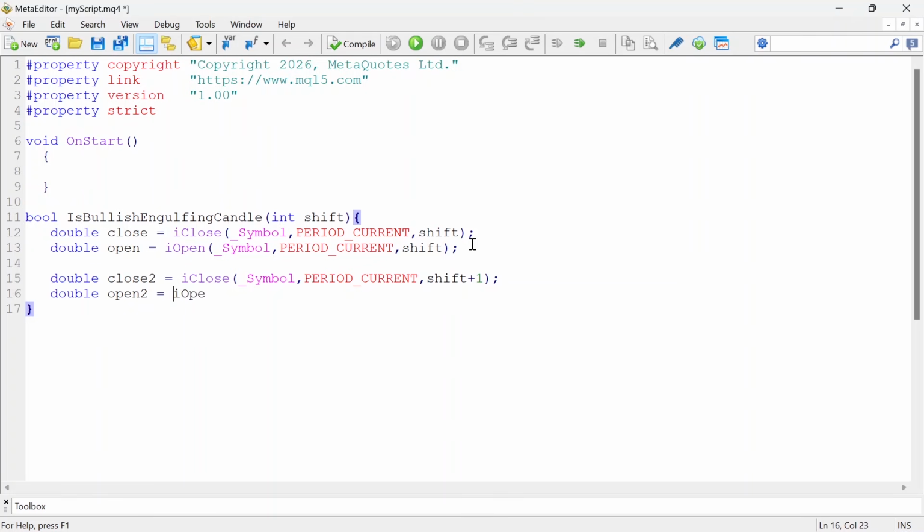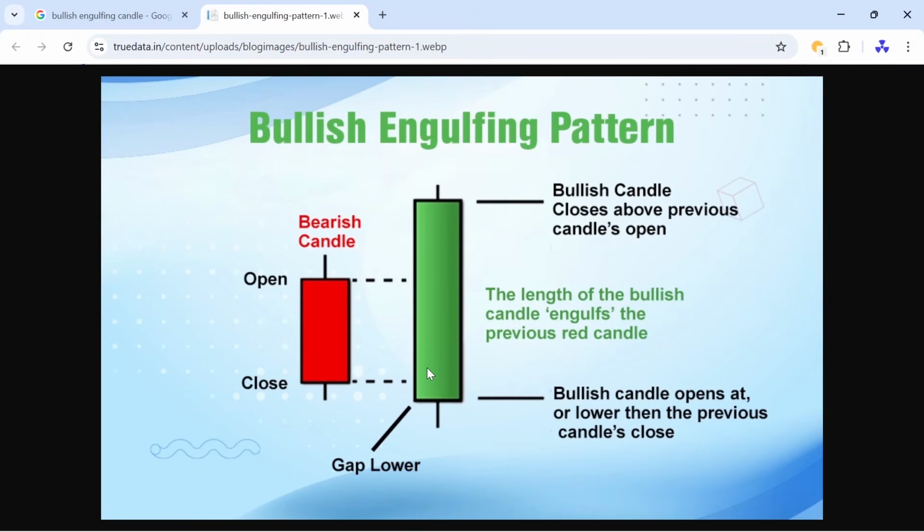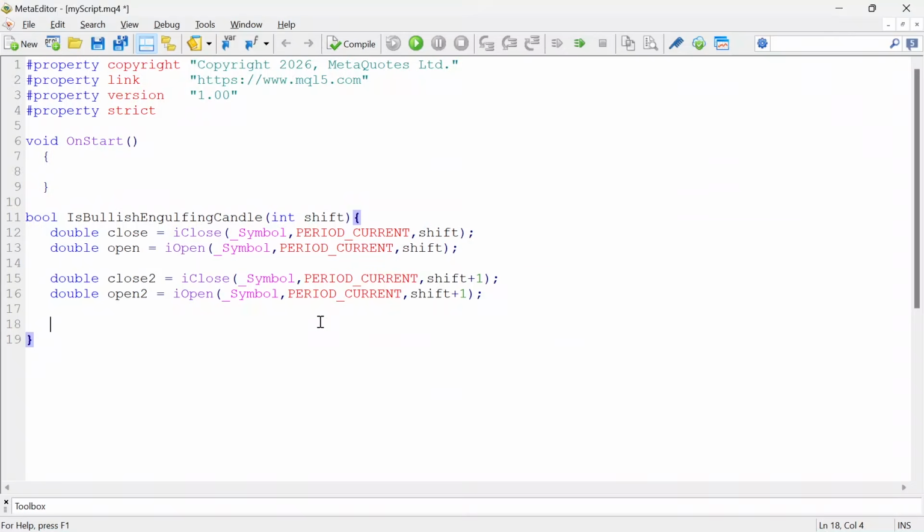So we can do this, period of this shift plus 1, right? So it is as simple as that. Now we can simply say, let's go back to the picture. We want to make sure that this is bullish and this is bearish, which means return if this candle, which is the close of this candle, is above the open, meaning is it bullish? Also, confirm that the previous candle, which is the one on the left hand side, is bearish, right?